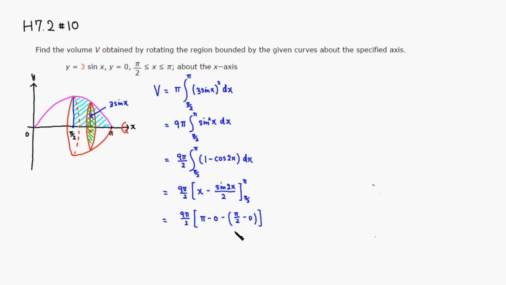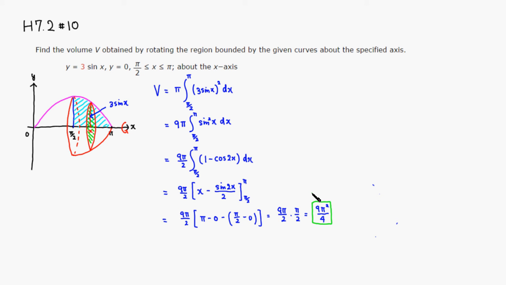So this is going to give us 9 pi over 2 times pi minus pi over 2. So this is another pi over 2. So it's 9 pi squared over 4. That is the volume of the solid.